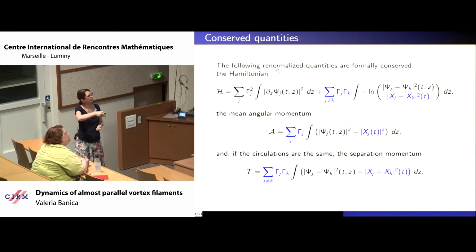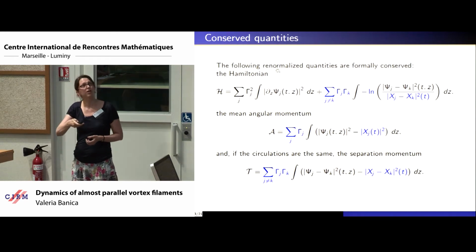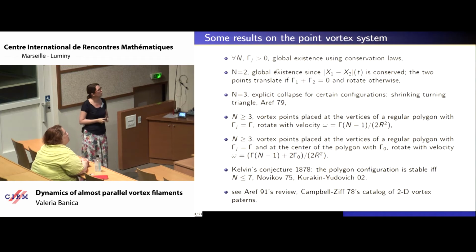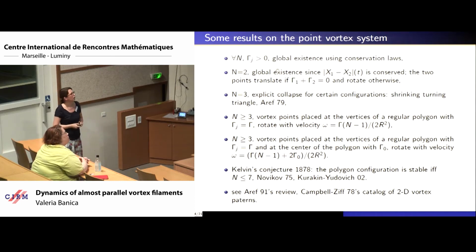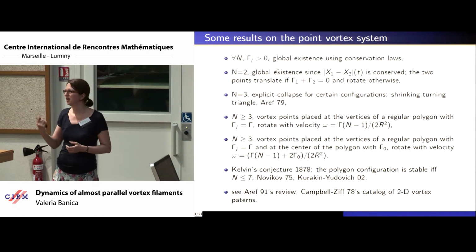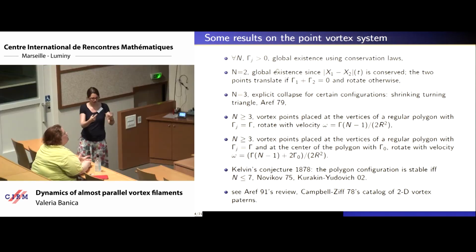Because when you have two points getting very close, the logarithm goes to minus infinity. So if you want to have conservation and all the circulations are positive, you also need some logarithm that goes to plus infinity. So you need a pair of points that get very far from each other, and this will contradict the conservation of the separation momentum. So the first result is that if you have positive circulation, you have global existence for the point vortex system. Also, from the separation momentum conservation, you obtain that if you have only two point vortices, then they will stay at the same distance, and they will rotate, or translate in the case of opposite circulation, which are called counter-rotating point vortices.